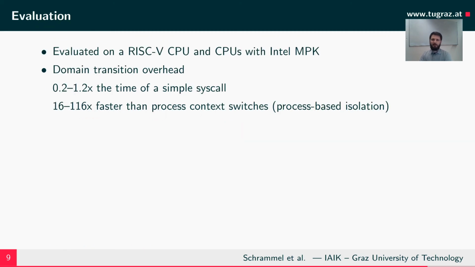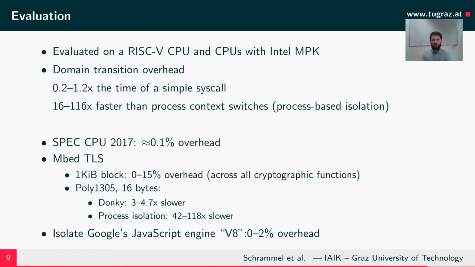We have evaluated Donky on a RISC-V CPU as well as CPUs with Intel-MPK. The most important number here is the domain transition overhead. How long does it take to transition from one domain to the other? Here we can see it is around the same time as a simple system call. And compared to a process context switch, this is orders of magnitude faster. Now, if we want to isolate CPU-intensive code, it runs with almost no overhead. There's only an initial overhead for setting up the domains as well as the security monitor.